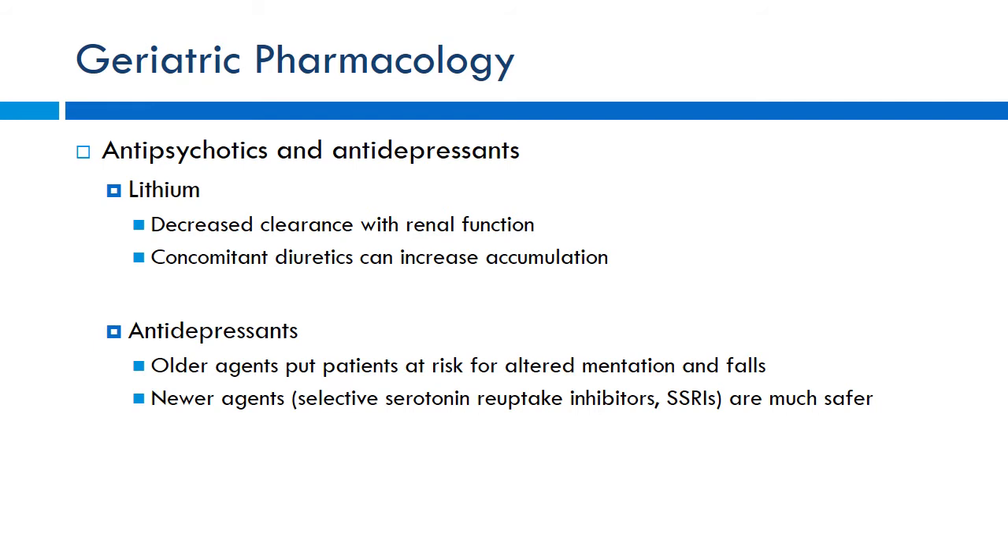tricyclic antidepressants, they tended to have bigger risk for things like falls and altered mental status. So luckily nowadays we have newer agents, which are much more preferred because they have a much larger therapeutic index. So this is where we get our selective serotonin reuptake inhibitors, SSRIs is another name for that. They tend to have a much wider therapeutic index, so it's much more difficult for patients to get close to that toxic level, as we would see with some of our older drugs.